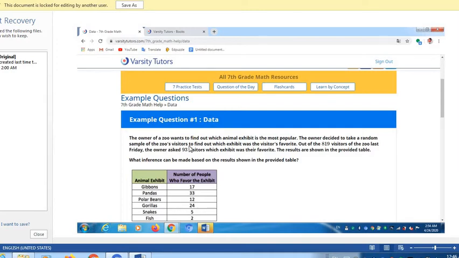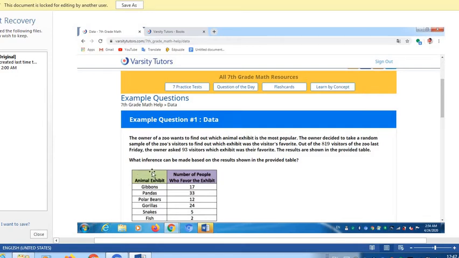The owner of a zoo wants to find out which animal exhibit is the most popular. The owner decided to take a random sample of the zoo's visitors to find out what exhibit was the visitor's favorite. Out of the 819 visitors of the zoo last Friday, the owner asked 93 visitors which exhibit was their favorite. The results were shown in the provided table here. Okay, what inference can be made based on the results shown in the provided table?